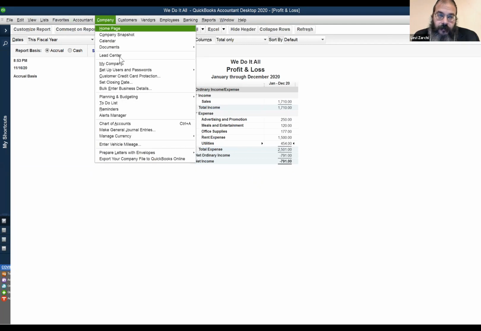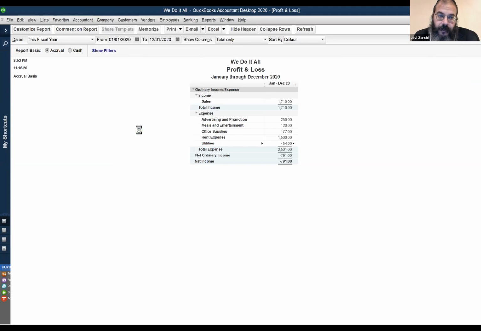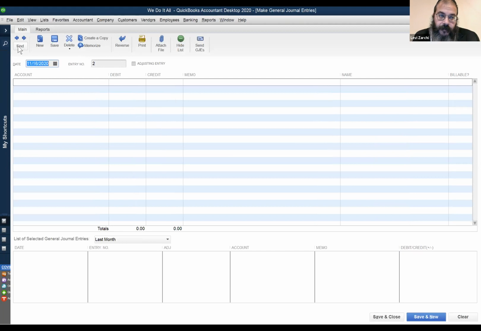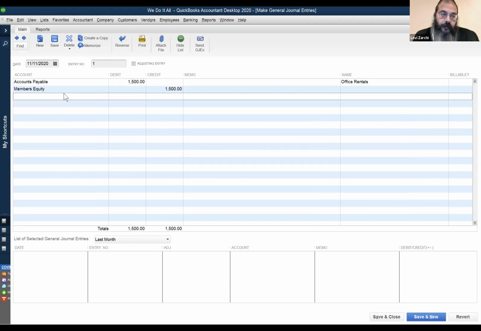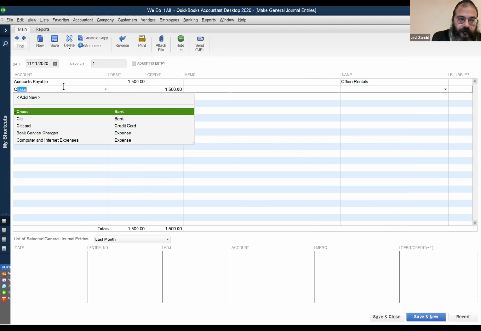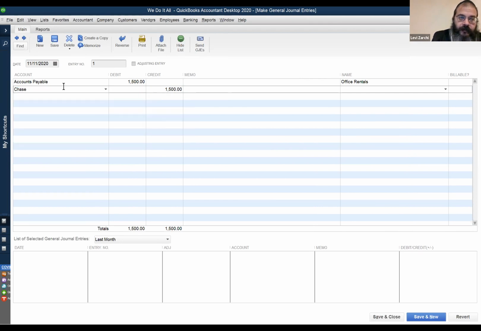If I would go to company, make journal entries, and go back to the original entry, if you wanted to decide that really we took the money out of the company, not out of the personal, all you do is type CH, and Chase comes up. So now we could reverse it. You know what? We paid the rent with a company check, not with the member's equity. So it was not a personal check, it was a company check, and I press save and close.